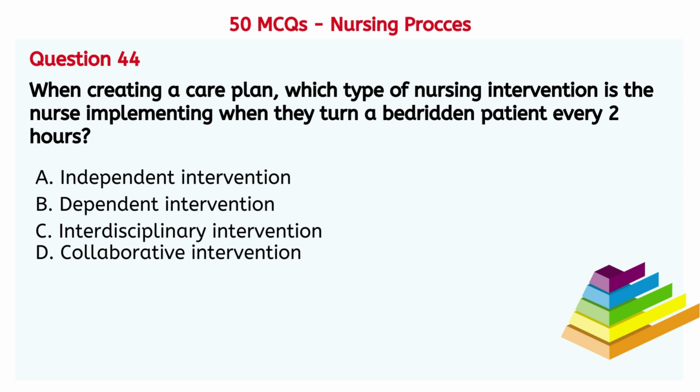Question 44. When creating a care plan, which type of nursing intervention is the nurse implementing when they turn a bedridden patient every 2 hours? The options are: A. Independent intervention. B. Dependent intervention. C. Interdisciplinary intervention. D. Collaborative intervention.